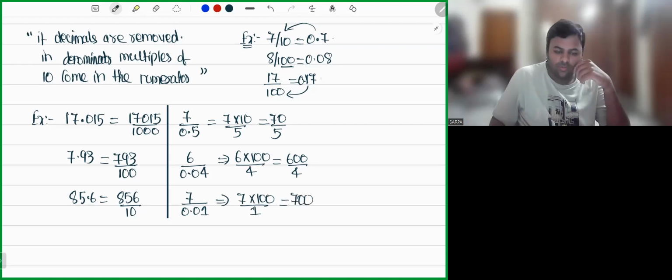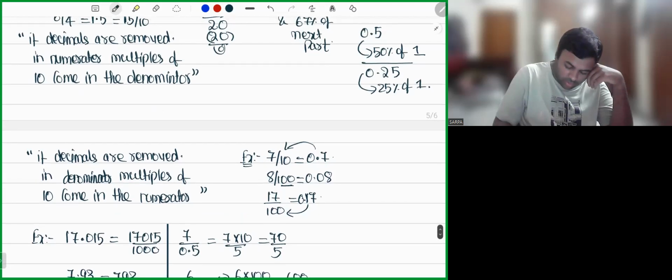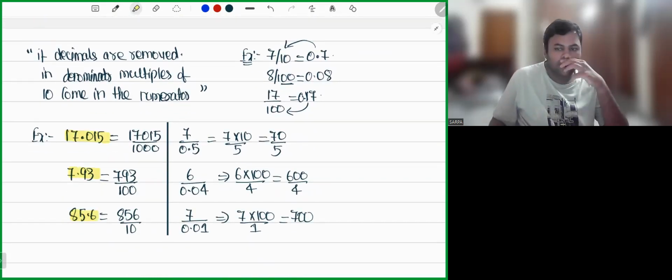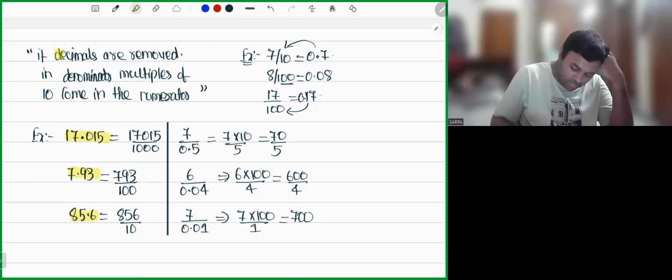Okay. So, if decimals are removed in the numerator, multiples of ten come in the denominator. The same thing I showed here. If decimals are removed from the denominator, multiples of ten come in the numerator. The same thing I am showing here.